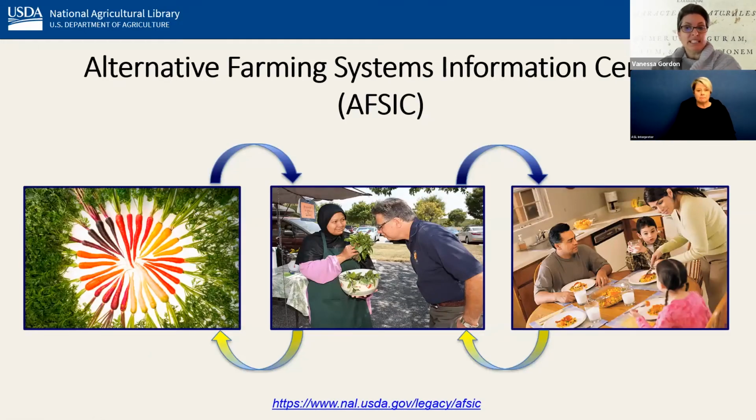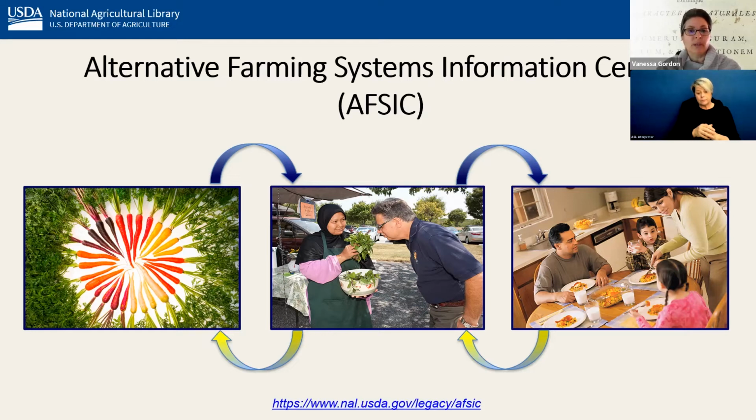So what I'm going to do is take us into the Alternative Farming Systems Information Center, and we refer to it as AFSIC. I love this information center because it illustrates, I think, very well the life cycle from dirt to table, at which point the Food and Nutrition Information Center would take over. So AFSIC was established in 1985 as one of the first USDA programs to focus on sustainable and organic agriculture. So now it provides information.